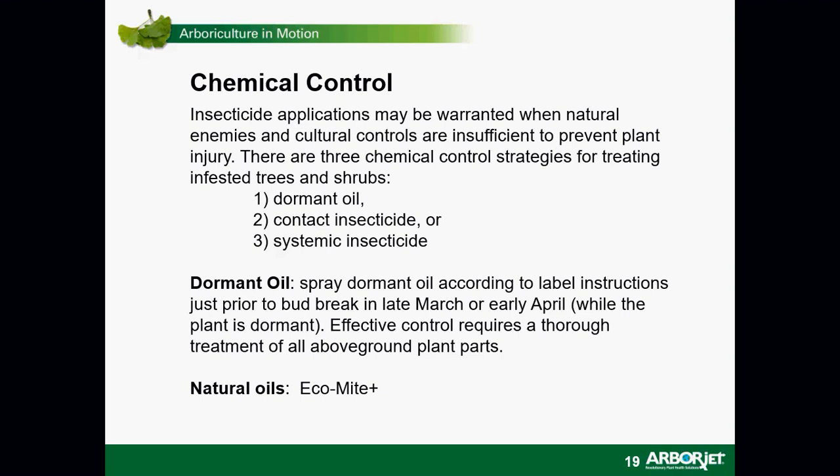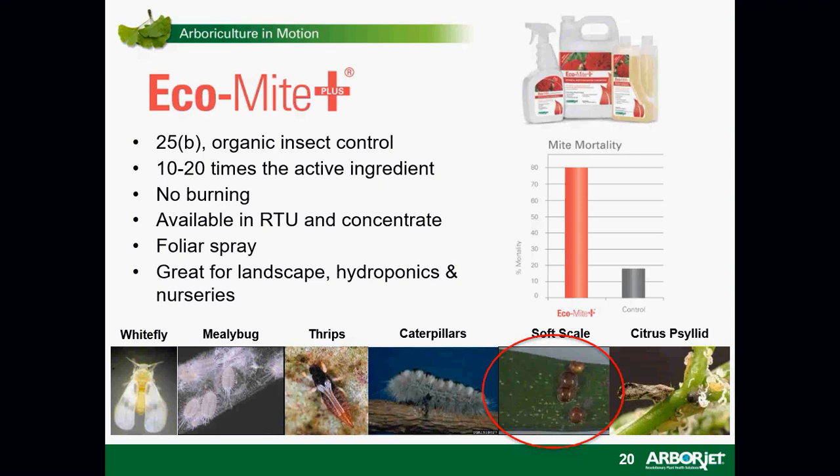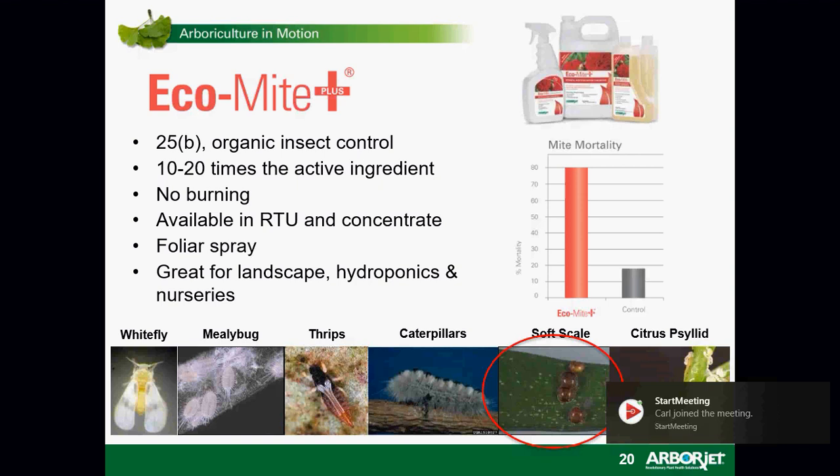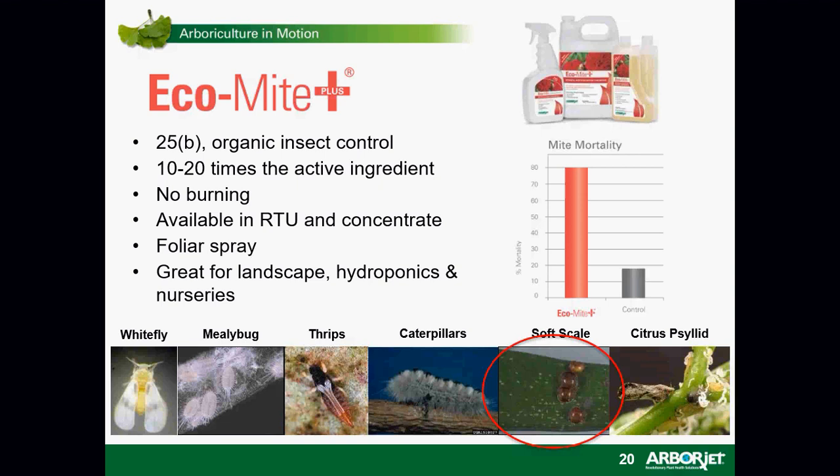There are a number of different dormant oils out there. We do have a product called Ecomite Plus, which contains natural oils, including rosemary, peppermint, and cottonseed oils. And similar to the dormant oil, these natural oils will serve to suffocate the scales and reduce populations. These are natural oils, so they are listed as 25B products. When applied, there is no burning like you might see for some of the other dormant oils. You can apply it as a foliar spray, and in many different situations it can provide control of scales.